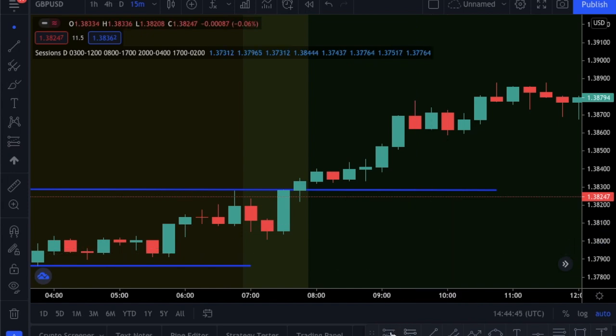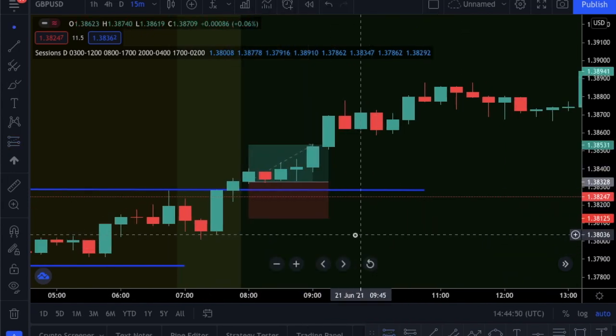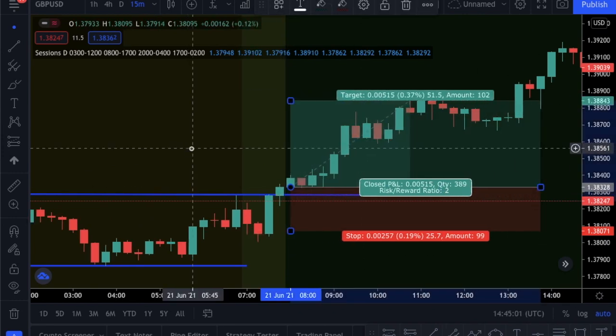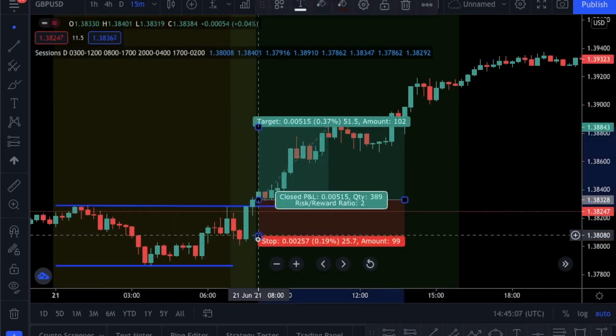For the stop loss point, you have 2 options. You can either put it in the middle of the range, or you can put it just below the range. And you will aim for a 2 risk-reward ratio.